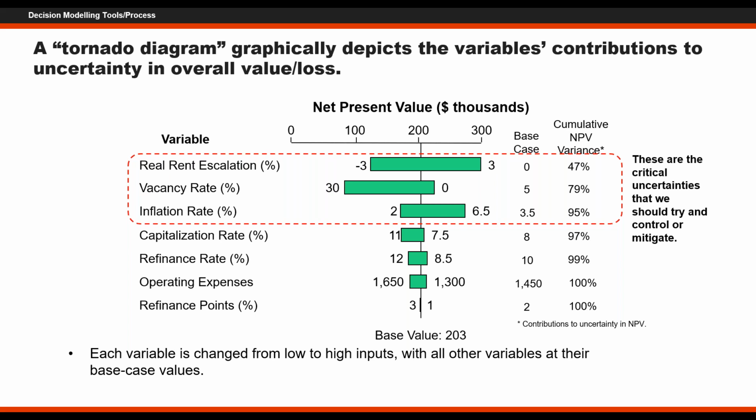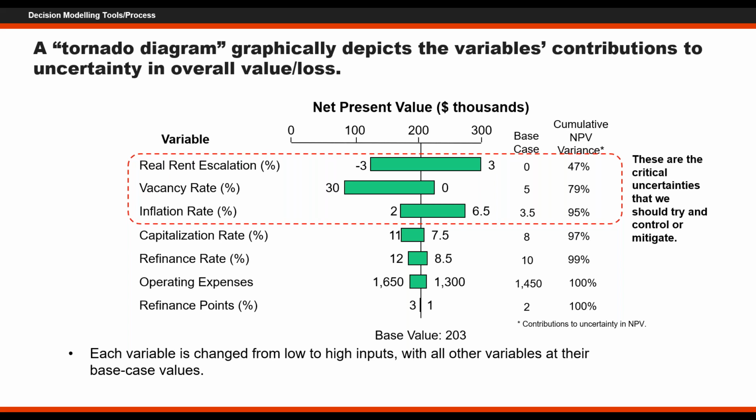Equally important here is to understand what's not at the top. In this particular case, operating expenses, which is something most businesses are very focused on managing, turn out not to make a lot of difference to your overall value relative to some of the other things you could do.